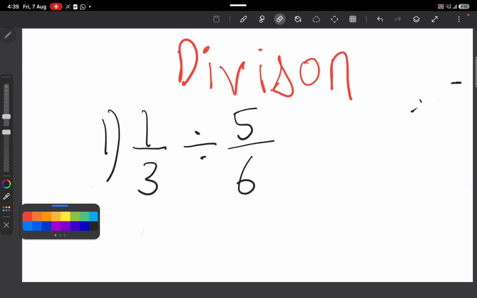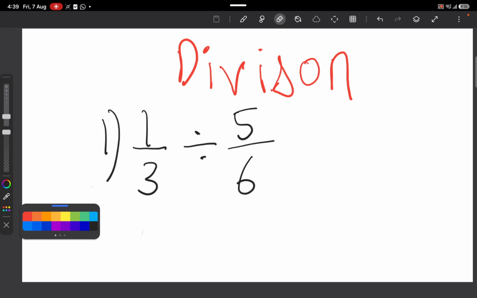Well, there's a thing called reciprocal. Which term is my divisor here? 5 upon 6, the term which is dividing. I will change the place of the numerator and denominator in this. I'll interchange them, and that thing is called reciprocal. I reciprocate that fraction, and this can be done in fractions only.